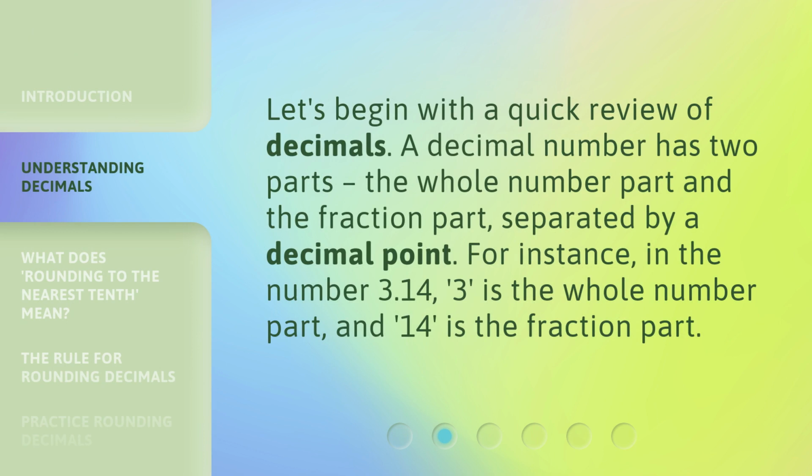Let's begin with a quick review of decimals. A decimal number has two parts: the whole number part and the fraction part, separated by a decimal point. For instance, in the number 3.14, 3 is the whole number part, and 14 is the fraction part.